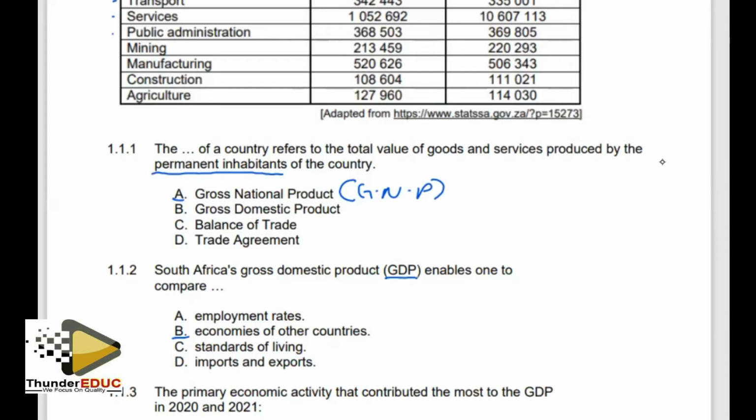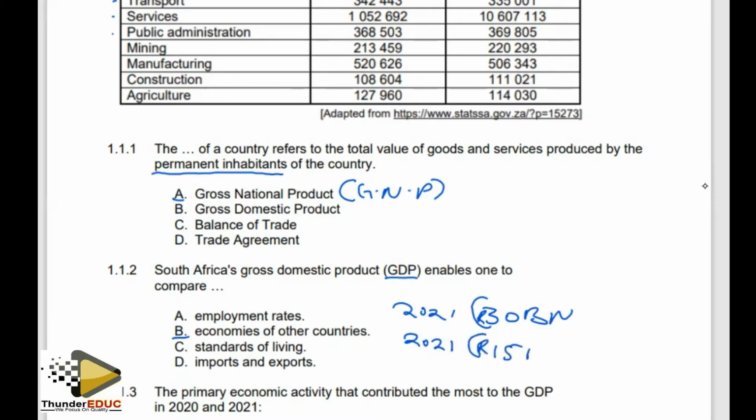For example, we could say that in 2021, South Africa's GDP, let's say, contributed 30 billion rands. Then if we compare with another country, let's say Malawi, we say Malawi's GDP, it was, let's say, 15 billion rands. So this enables South Africa to be able to see its growth as compared to other countries. So that is why we say the GDP enables one to compare the economies of other countries with your country.